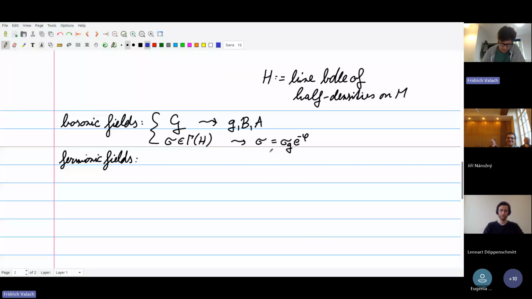But now let me go back to this field content. Just as we have two bosonic fields, we will have two fermionic fields. One which I will call rho. This thing will be a section of a spinor bundle. It's a fermionic field.